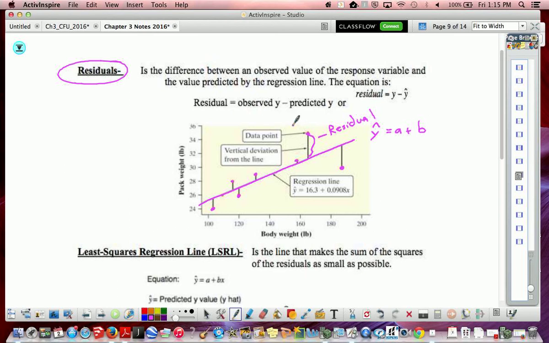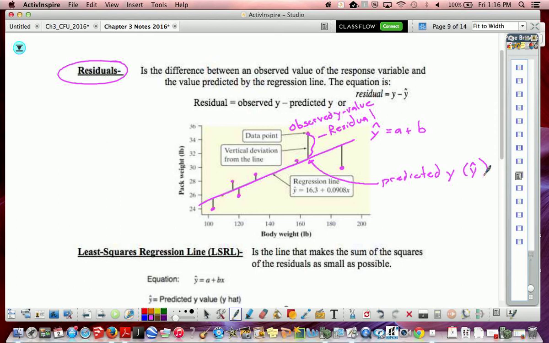Because what you're doing here is comparing your observed y, the value you get from your data, and subtracting from it the predicted y, otherwise known as y hat. That distance is what we call the residual. It's basically how far off we are from our observed and predicted. You could almost say, how much off were we from predicting the observed value?